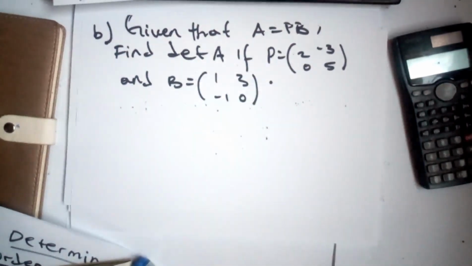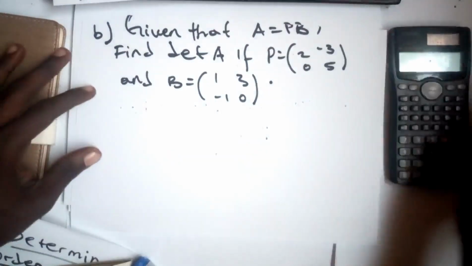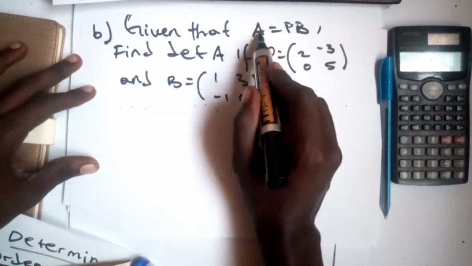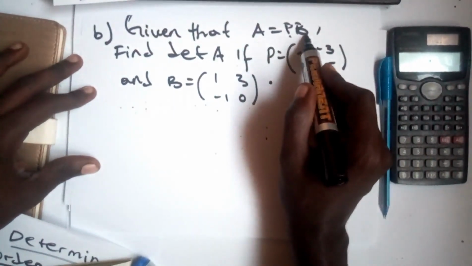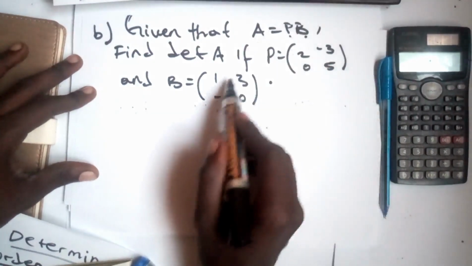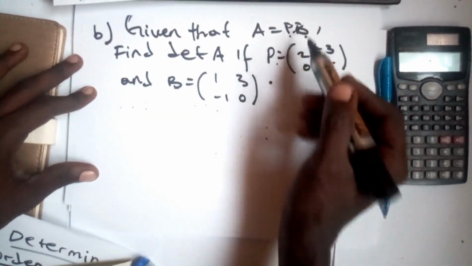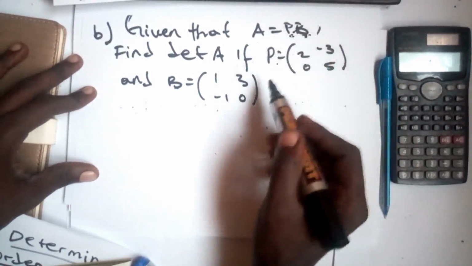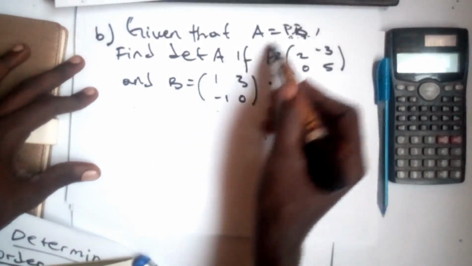So if we are to look at this example, you realize that we are given some things here. We are given a matrix A, but matrix A is the product of matrix P multiplied by matrix B. We are given matrix P and we are given matrix B, meaning that we are going to apply what we learned about last time, that is multiplication of matrices.